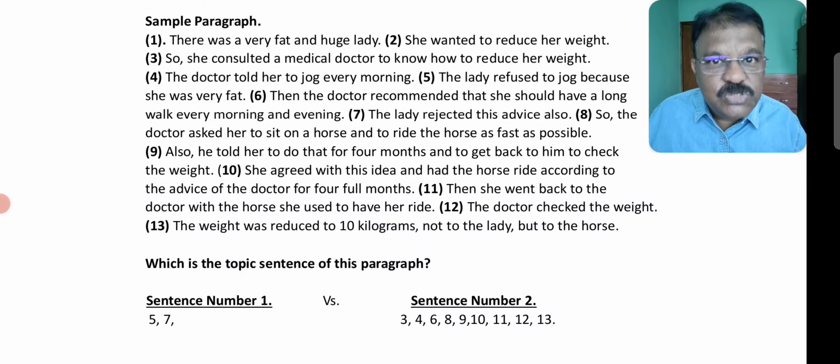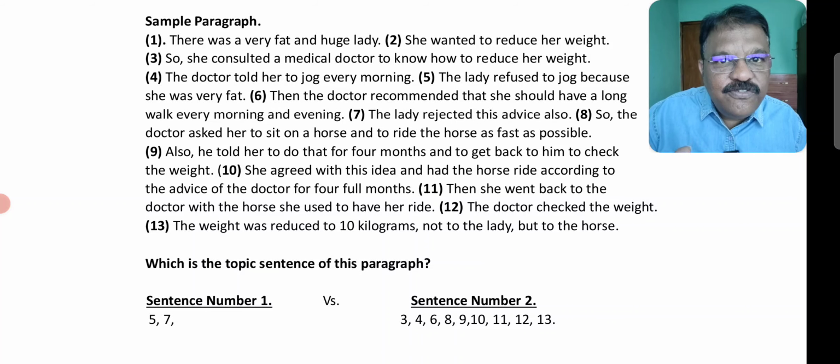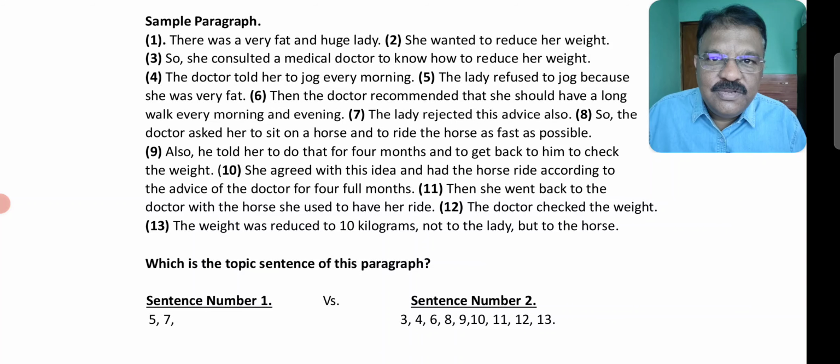He told her to do so because he thinks jogging can help her to reduce the weight. Do you understand? So, sentence number 4 also supports the idea of reducing the weight. So, put a tick by the side of sentence number 2.